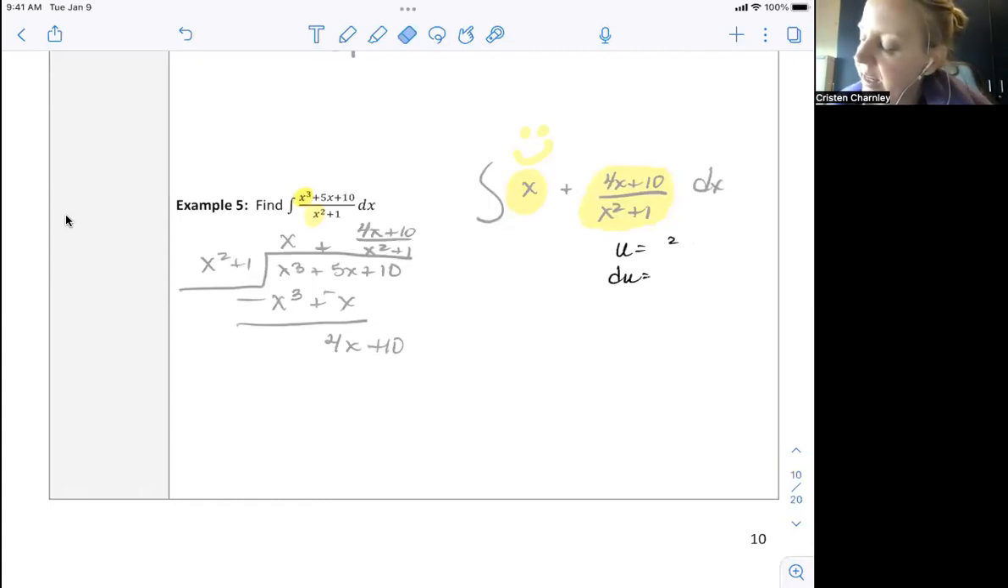I'm actually going to take the second piece and rewrite it as two separate fractions. Remember, we can split it apart at the plus sign. So this is 4x over x squared plus 1. And then it's 10 over x squared plus 1.